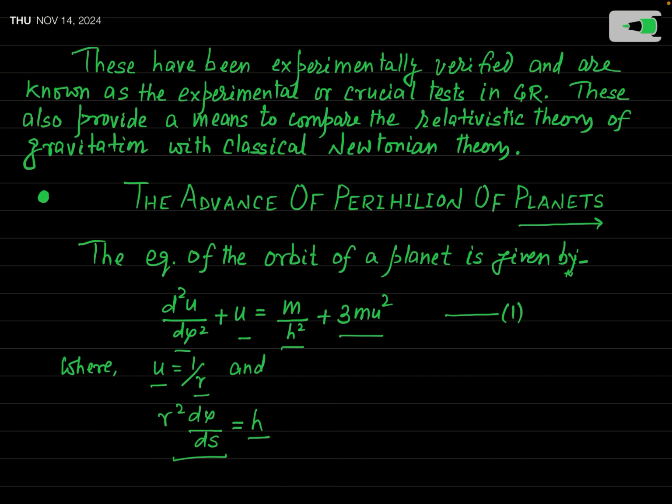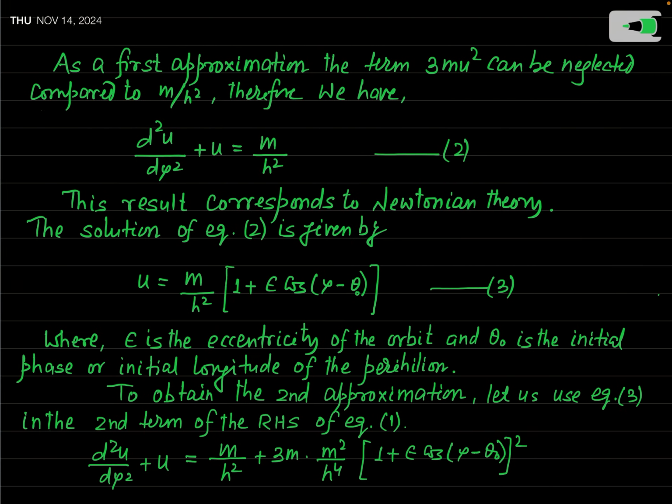Now, as a first approximation you can neglect the term 3mu square in comparison to m over h square, because you have learnt in my previous video that the quantity 3mu square is negligibly small in comparison to m over h square. So as a first approximation, let us neglect the term 3mu square present in the equation of orbit of the planet. After neglecting it, the equation of orbit of the planet becomes d2u by d phi square plus u equal to m over h square.